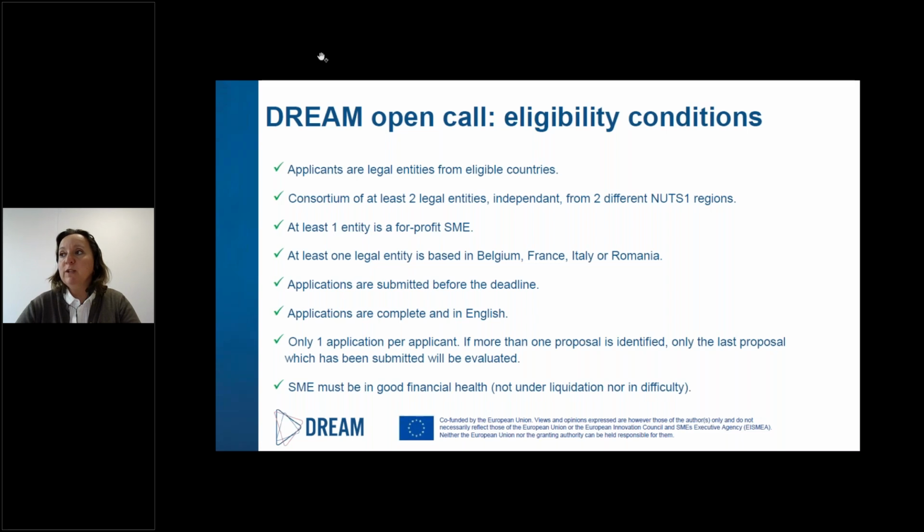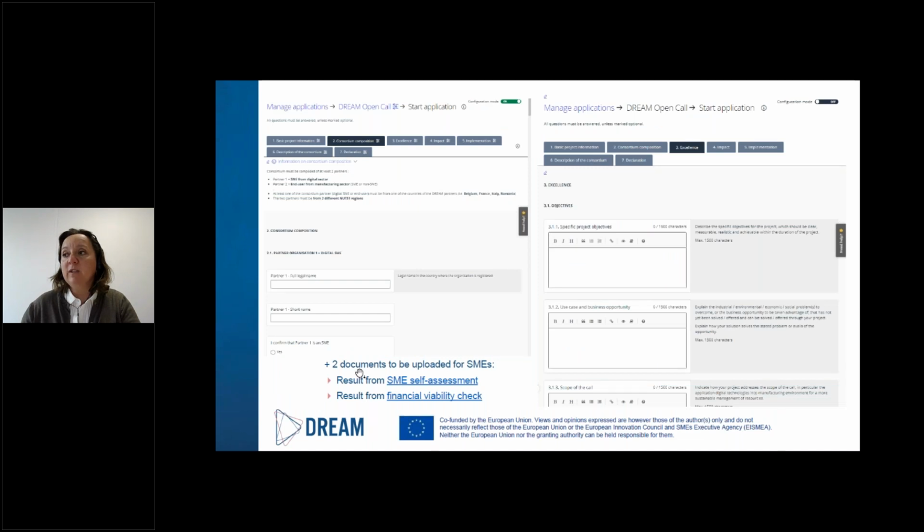All applications must be submitted, of course, before the deadline, the 25th of May, and they must be complete and in English. We accept only 1 application per applicant. In case we discover more than 1 application for 1 entity, only the last proposal which has been submitted will be evaluated, and the other one will be considered as ineligible. And finally, SMEs must be in good financial health, so not in liquidation, nor in difficulties. This is the reason why we are asking you for this documentation with the financial viability check.